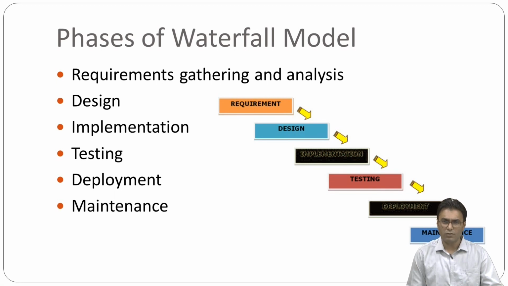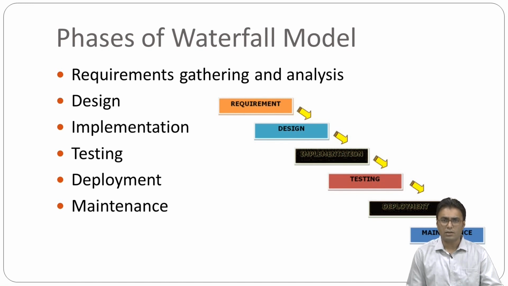Then the fifth one is deployment. Once the software has been tested and approved, it is deployed to the production environment. Then the last one is maintenance. The final phase of the waterfall model is maintenance, which involves fixing any issues that arise after the software has been deployed and ensuring that it continues to meet the requirements over time.